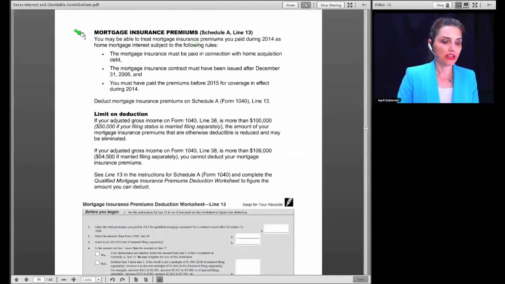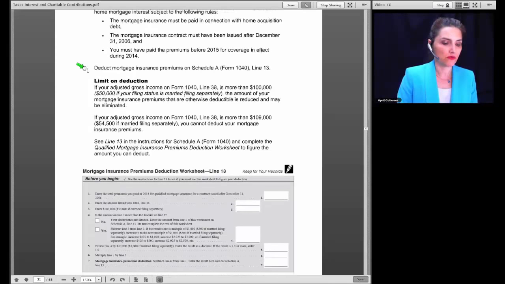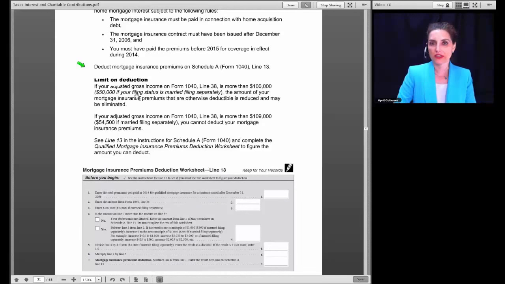So the next line we're looking at now is Schedule A, line 13 for mortgage insurance premiums. You may be able to treat mortgage insurance premiums you paid during 2014 as home mortgage interest subject to the following rules. The mortgage interest must be paid in connection with home acquisition debt. The mortgage insurance contract must have been issued after December 31, 2006, and you must have paid the premiums before 2015 for coverage in effect during 2014. And as I said, this was a deduction that had expired for 2014.